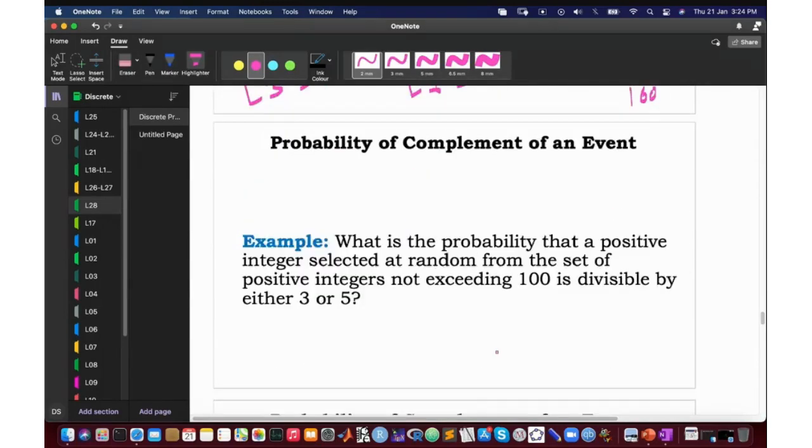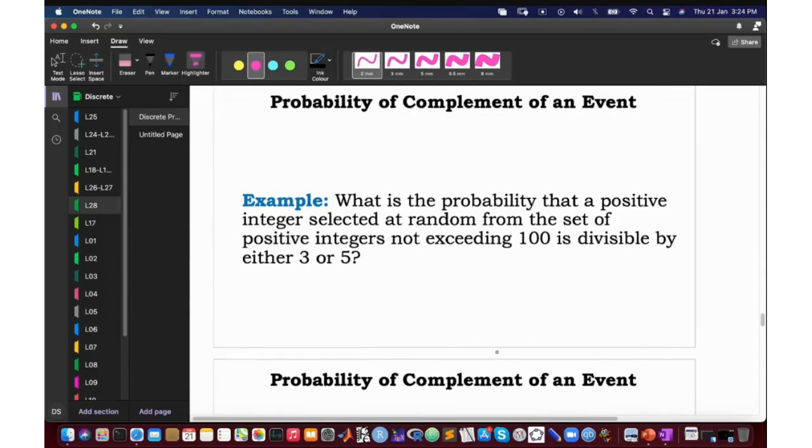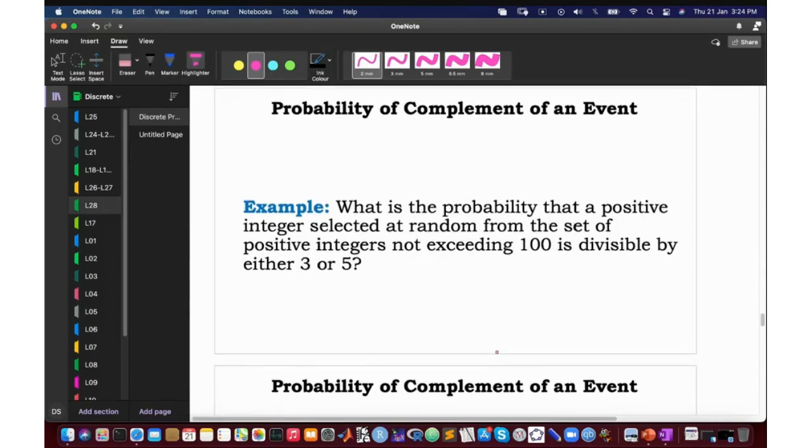This one is not a trick question. It's a genuine question. You need to compute the probability that the number is either divisible by 3 or divisible by 5. Sir, here we will have to use the inclusion-exclusion principle. Yes, good.